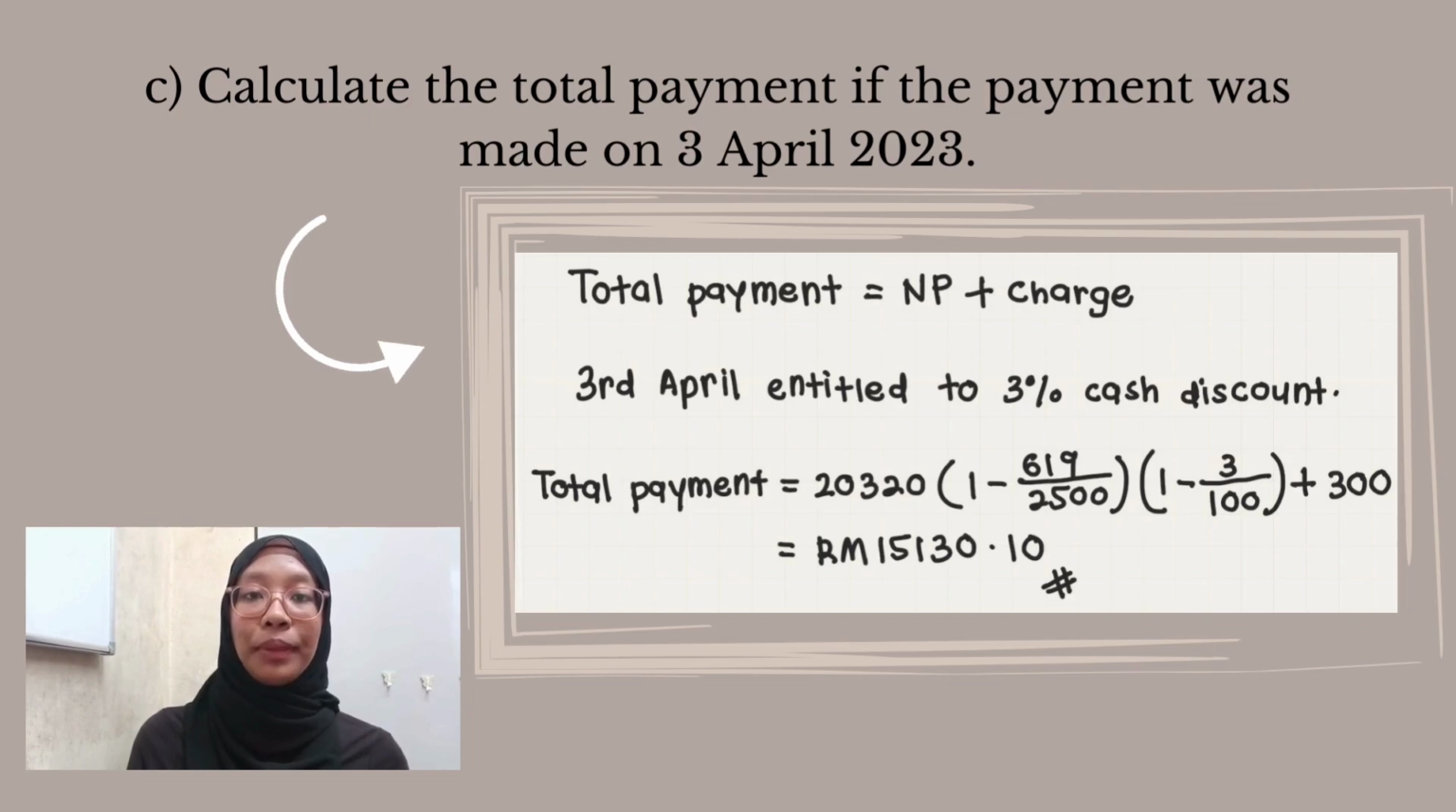So, the total payment equals 20,320 ringgit times in bracket 1 minus 619 per 2,500 times in bracket 1 minus 3 per 100, plus 300. The 3 per 100 is the 3% cash discount. So, the answer should be 15,130 ringgit and 10 cents. So, that's all for this question.